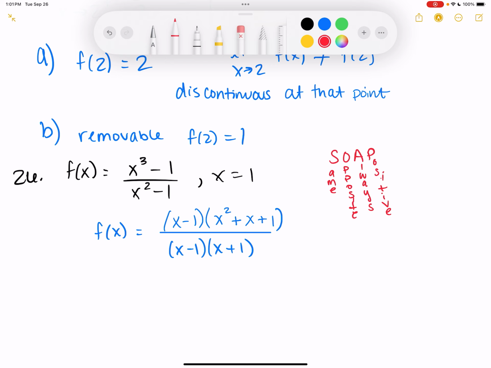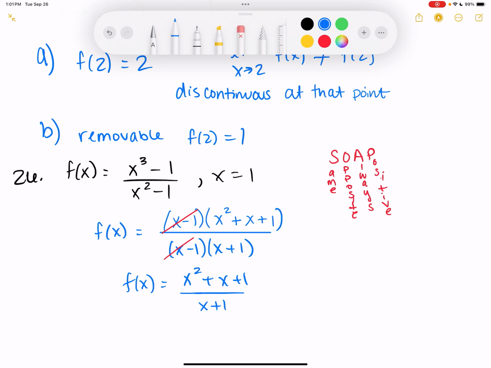So now what happens? The x minus 1 cancels. Yep, x minus 1's cancel. So I end up with f of x equals x squared plus x plus 1 over x plus 1. So now if I plug in 1, I'm okay, right? Yep. So now this would be continuous at x equals 1 by doing that, is what we were trying to do.